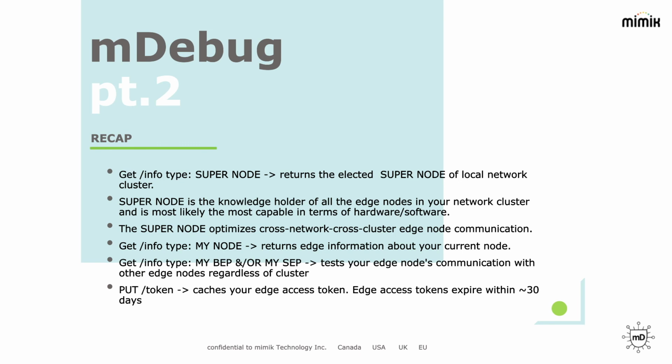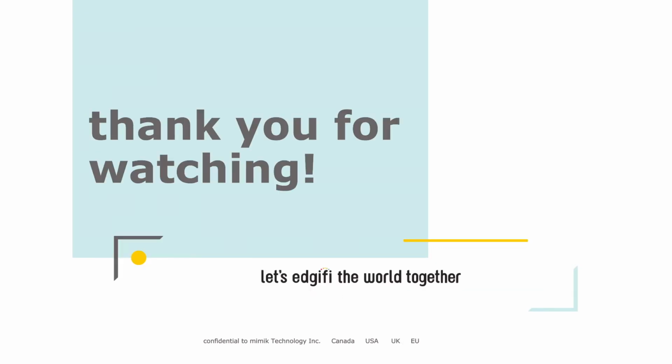Use getInfo type my node to return edge information about your current node. Use getInfo type MyBep or MySEP to test your edge node's communication with other edge nodes that may reside in the same or different cluster. Use PUT token to cache your edge access token, and remember that edge access tokens expire within 30 days. That wraps up all the APIs for MDebug.